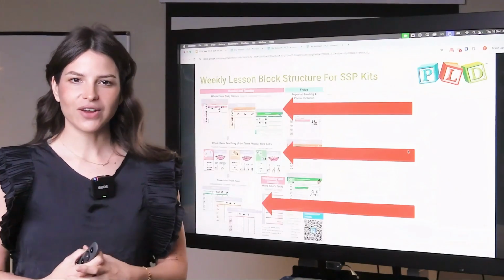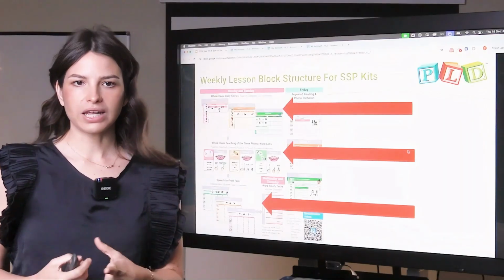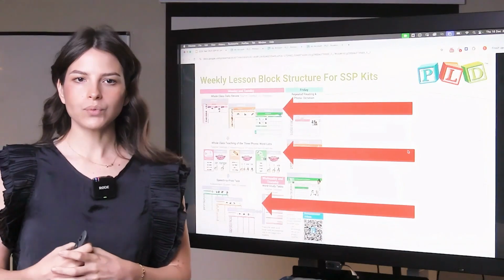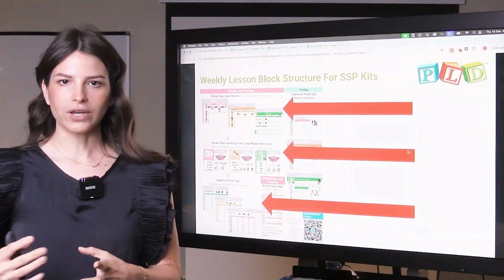I will start by demonstrating PLD's Monday and Tuesday literacy components. So the first 10 to 15 minutes are spent on a whole class daily review. Then the next 5 minutes focus on this week's phonics concepts while we read words from the word list, usually about 3 to 4 words each day.